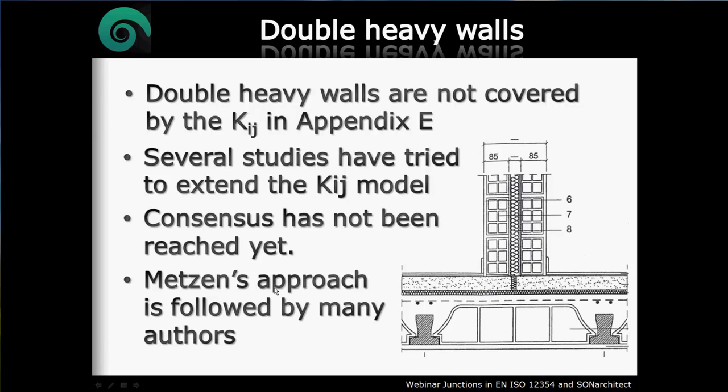And because of that, a lot of researchers tackled the problem of how the double walls affect the vibration reduction indexes, and how we can calculate those indexes to make the calculations. The reality is that there is not a clear consensus yet about which model must be used for the double walls.